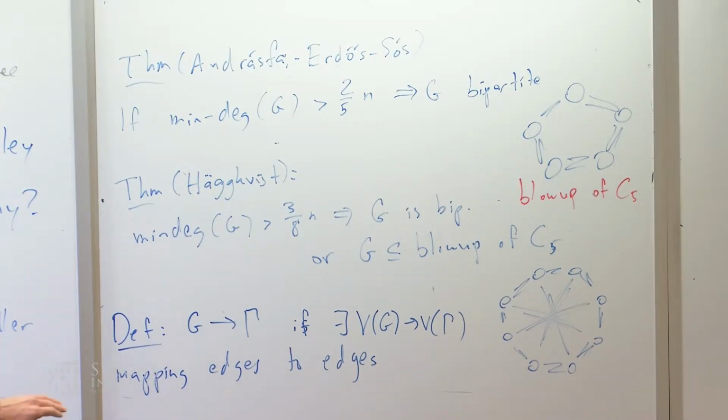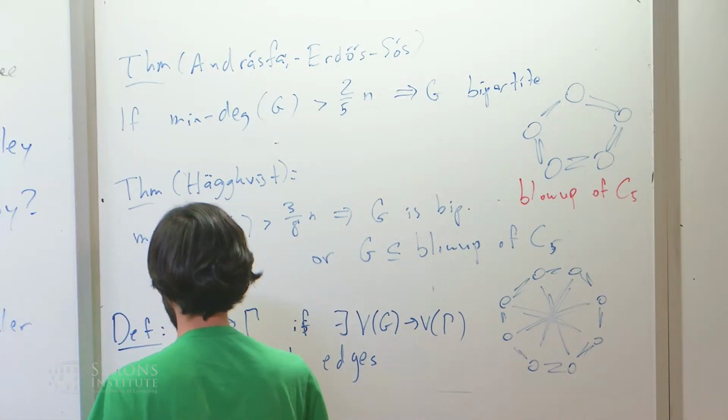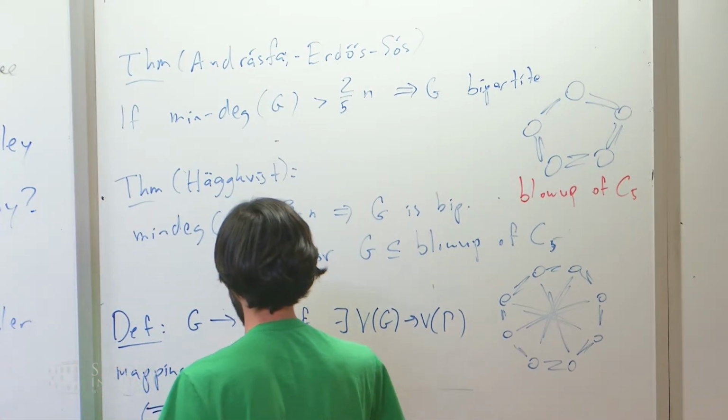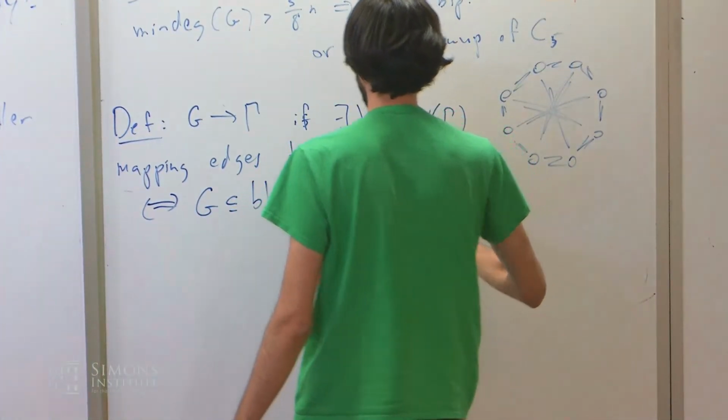So just to get back to what I was saying now, this definition of homomorphism is, you can persuade yourself, this is how people usually say it, but this condition is actually just equivalent to: G is homomorphic to gamma if and only if G is a subgraph of a blowup of gamma.